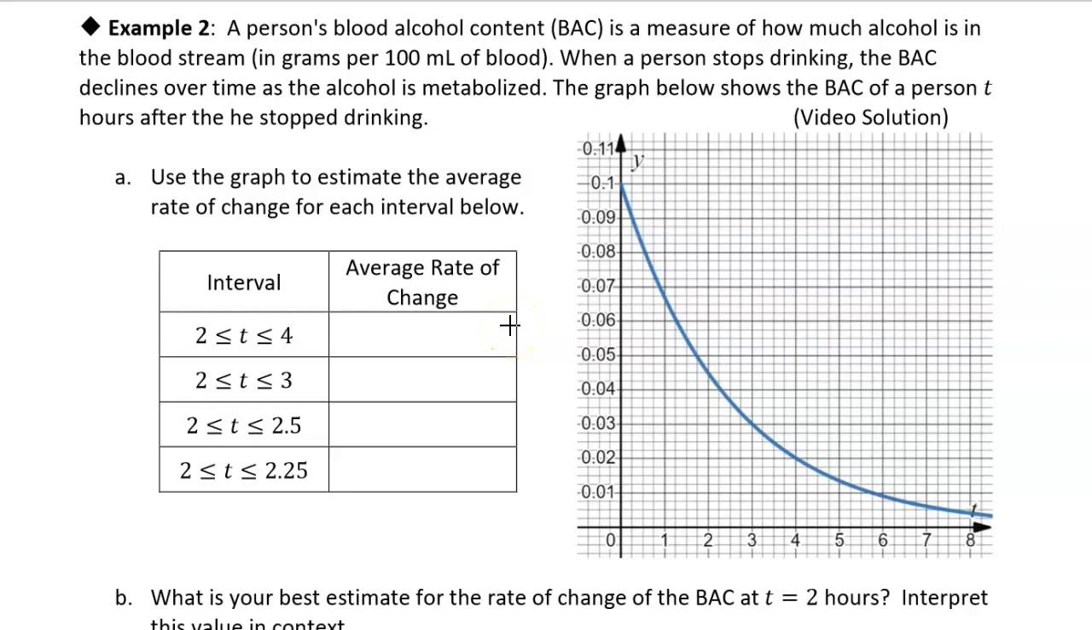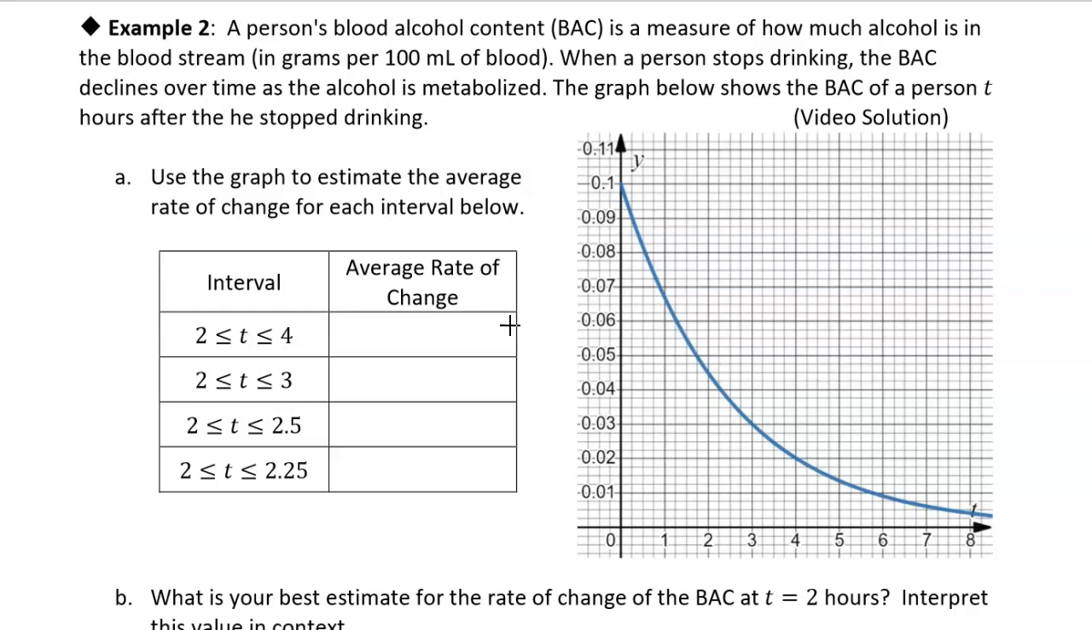In this example, we're going to look at the same concept of instantaneous rate of change, only we're going to apply it to a different example that doesn't involve distance and speed and things like that. We're going to look at blood alcohol content. So a person's blood alcohol content is a measure of how much alcohol is in a person's bloodstream.